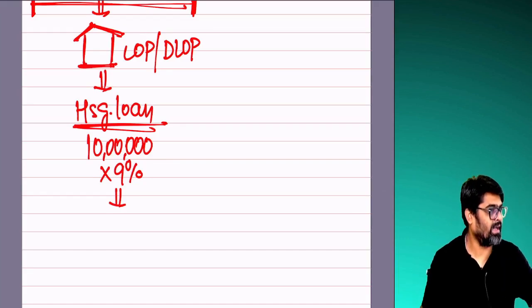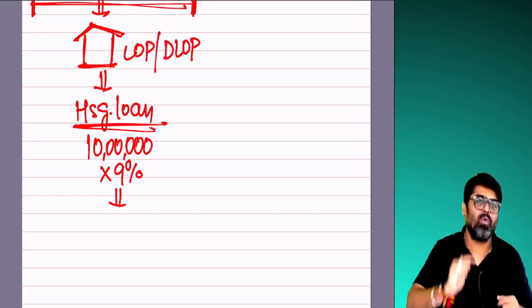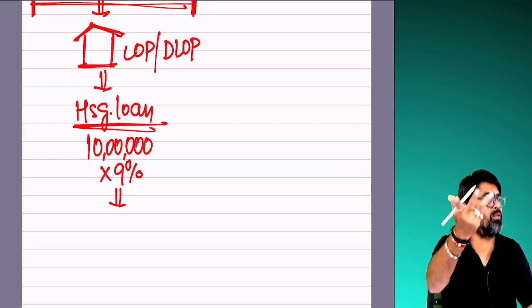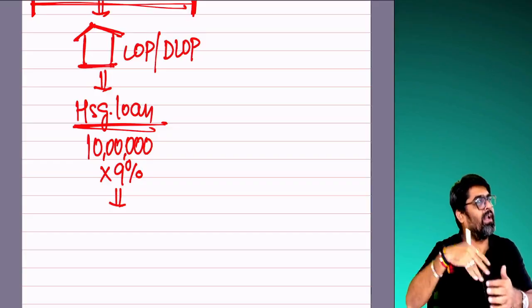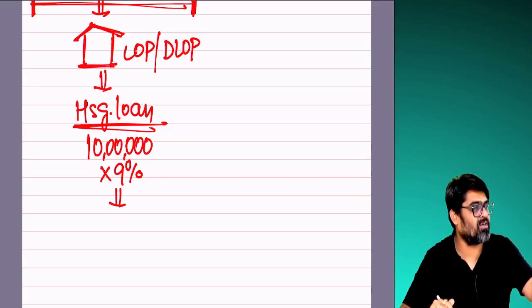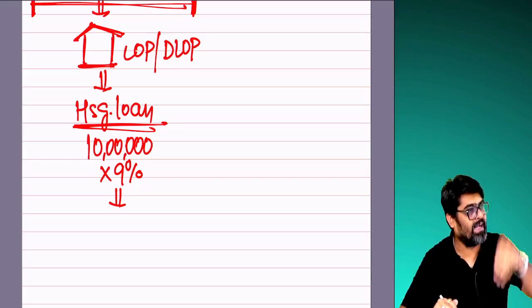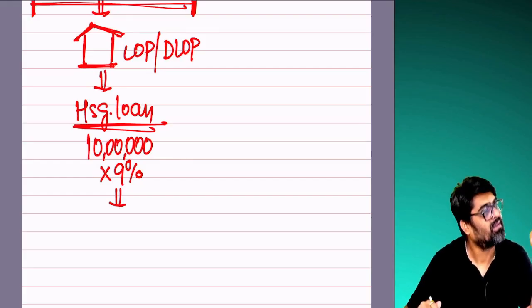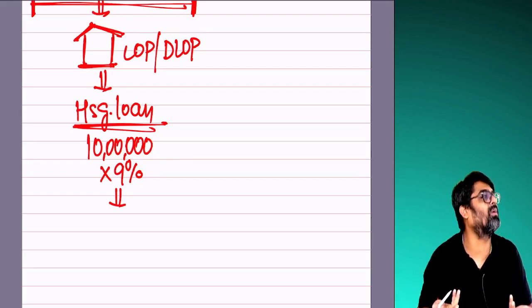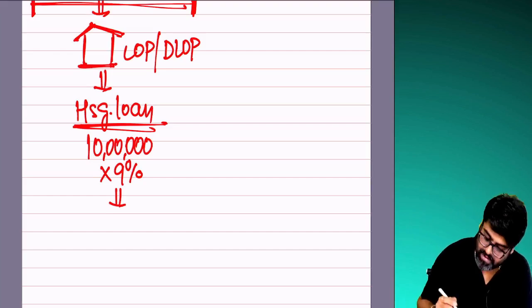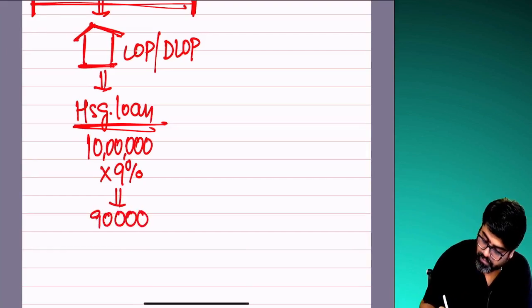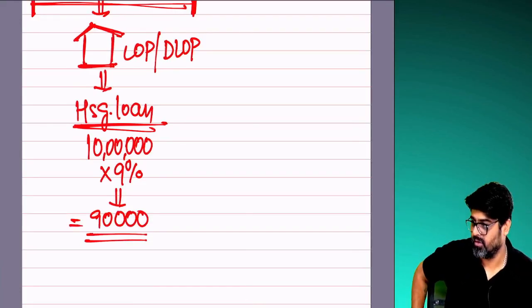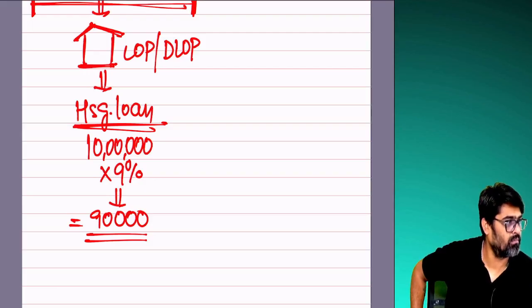So 10 lakh into 9% into 1 by 12 will be the interest for April. 10 lakh into 9% into 1 by 12 will be the interest for May. 10 lakh into 9% into 1 by 12 will be the interest for June. Instead of doing the same calculation 12 times, calculate the interest for the entire year once. So 10 lakh into 9% into 12 by 12. So how much will be the interest? 90,000. If somebody does not understand simple calculations, you have to go back to the basics, go back to school.